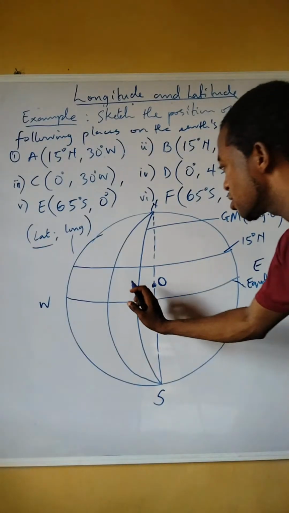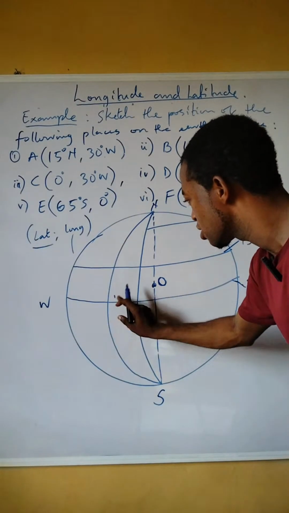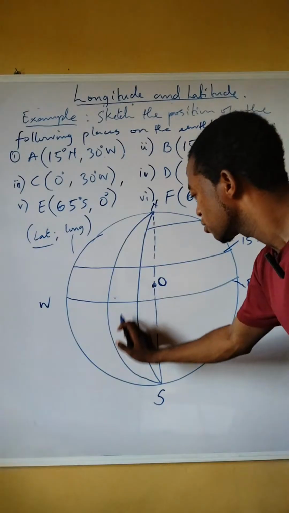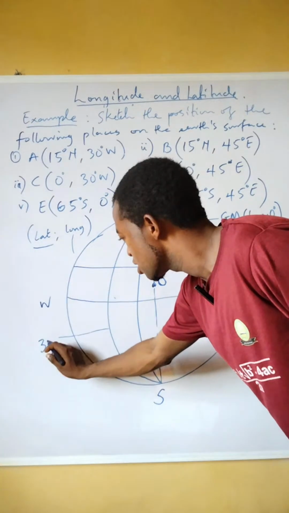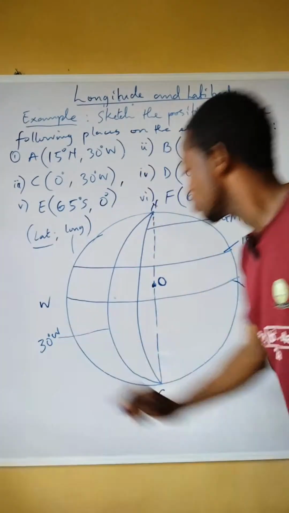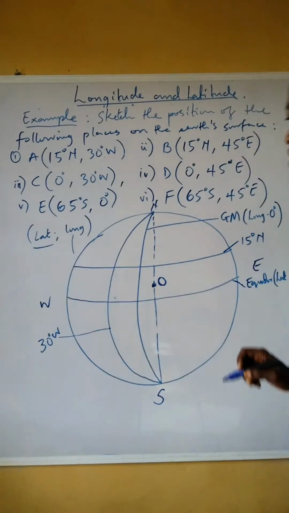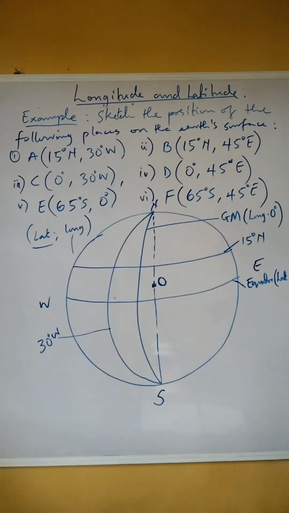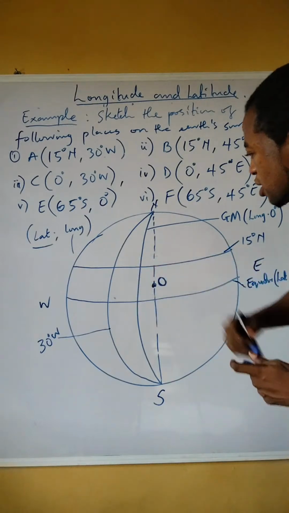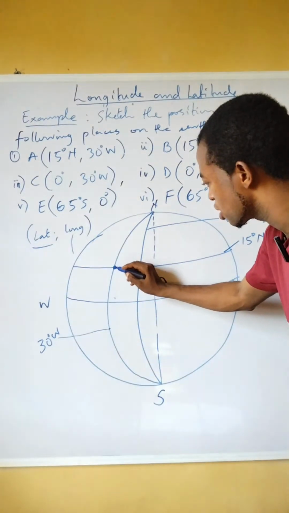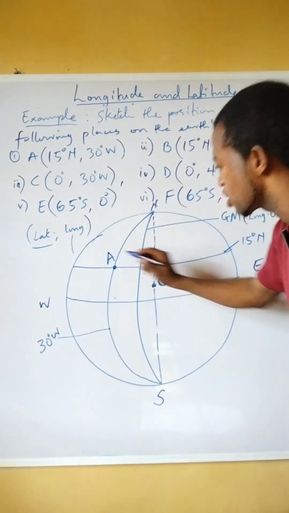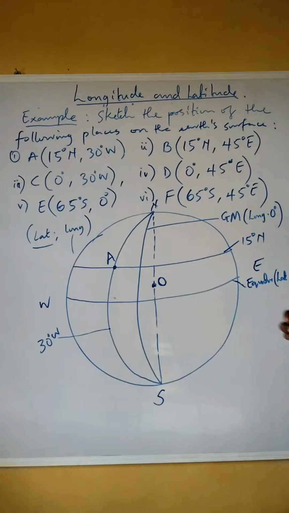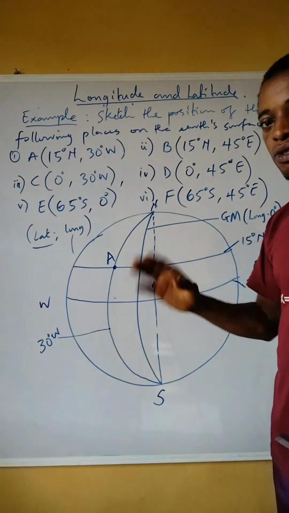And you can label it here as 30 degree west. That's our longitude towards the west, 30 degree west. And we see something here now, that this 15 degree north and this 30 degree west, the lines cut each other at a point here. And that is where point A is. So we label this as point A. So we have successfully located point A on the surface of the earth.